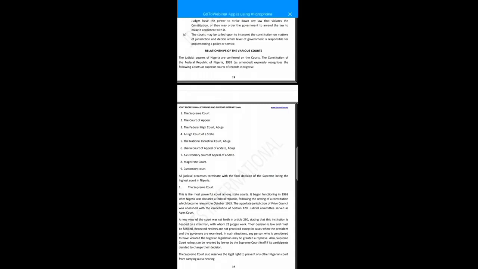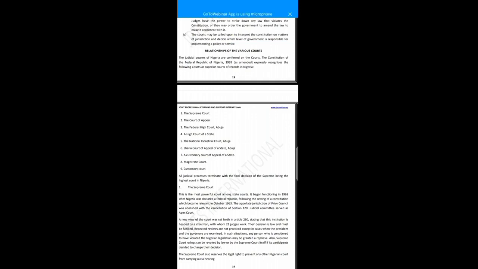Now, the Supreme Court is the highest court in Nigeria, and it started in 1963 after Nigeria was declared a federal republic. This court is headed by a chairman and 21 judges under him. Their decision is law and must be fulfilled. And the Supreme Court can revoke any law by itself or by any other participant. So the Supreme Court reserved the legal right to prevent any other Nigerian court from carrying out a hearing.